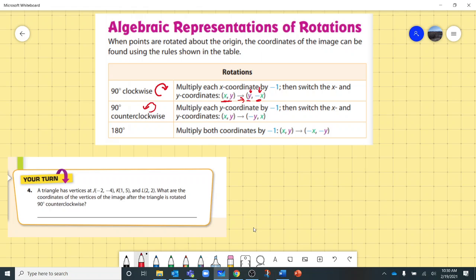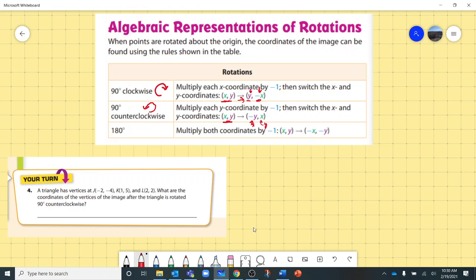Counterclockwise, same idea, but instead of multiplying the x coordinate by -1, you're going to multiply the y coordinate by -1, but you're still going to do that switch. So x, y, your y is now going to be -y, and your x coordinate is the number that was in your y coordinate spot multiplied by -1, and your y coordinate is the number that was in your x coordinate spot. You've just moved it. Okay, we're moving the number. We're not switching it so that the y coordinate comes first. That wouldn't actually change anything.